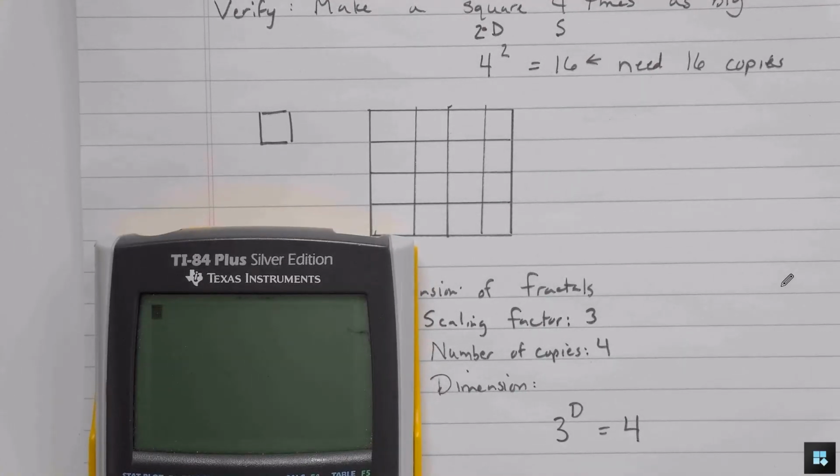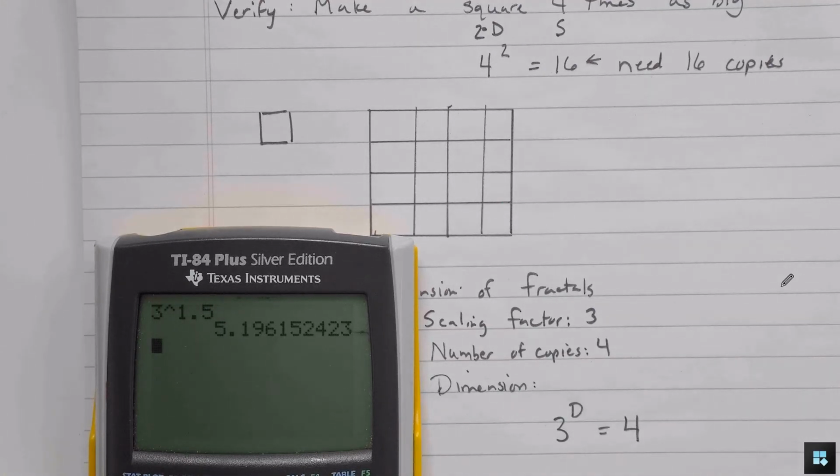So it's not 1, because 3 to the 1 is 3, so D is not 1. D is not 2, because 3 squared is 9. So we need some exponent between 1 and 2. So the dimension of the Koch curve is going to fall between 1 dimension and 2 dimensions. So how about 3 to the 1.5?